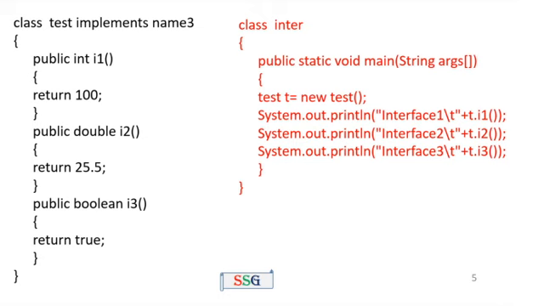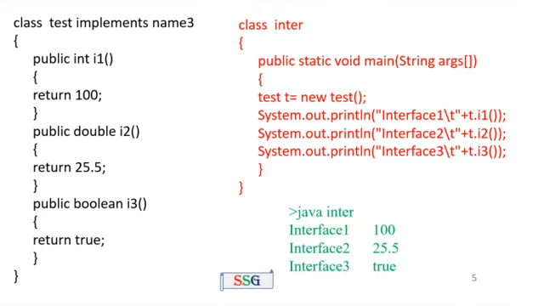Next we will go to the main program. Class interface, public static void main, Test t equal to new Test. Now we are creating the object for the test class. Next, System.out.println(t.i1). So t.i1 means control transfers to the function i1. That function returns the integer value 100. Next, t.i2 returns the value 25.5, and t.i3 returns the value true.